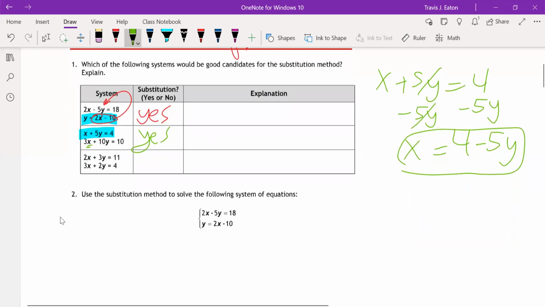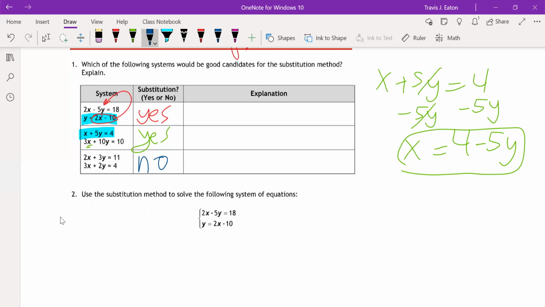Now, will all three of these be good candidates for substitution? Not necessarily, because if you look at the third system, 2x plus 3y equals 11 and 3x plus 2y equals 4, we would have to do a whole lot more work to either one of these equations to solve it for one variable in terms of the other. Can it be done? Well, yeah, but it's not an easy task to do. So we would spend a lot of time just solving for one variable in terms of the other. So that's going to be a better candidate for a different method that we'll learn about later. So don't worry about it.